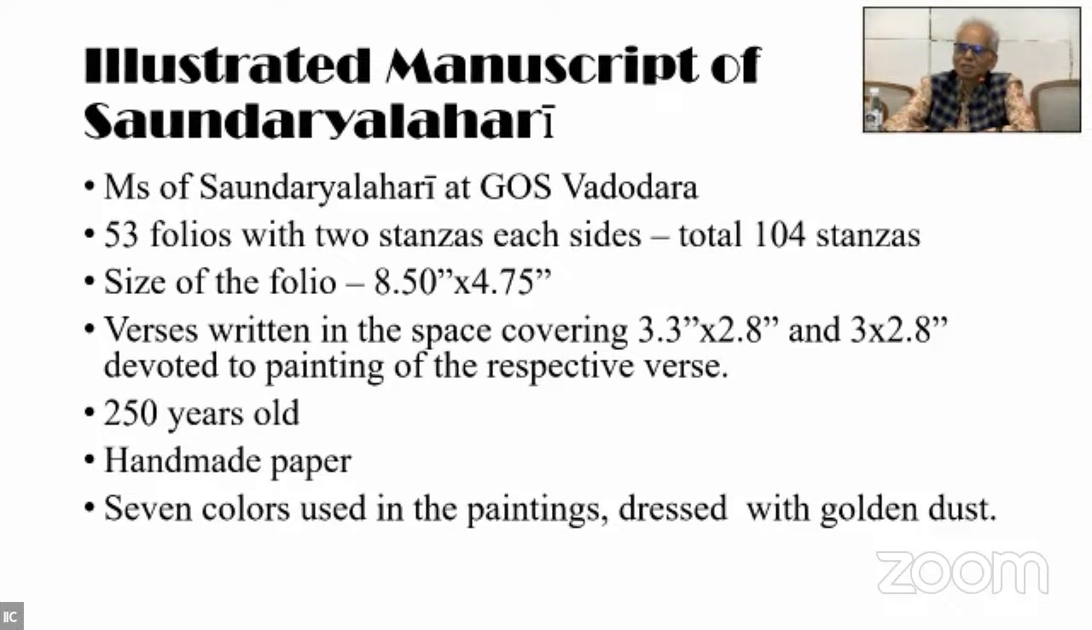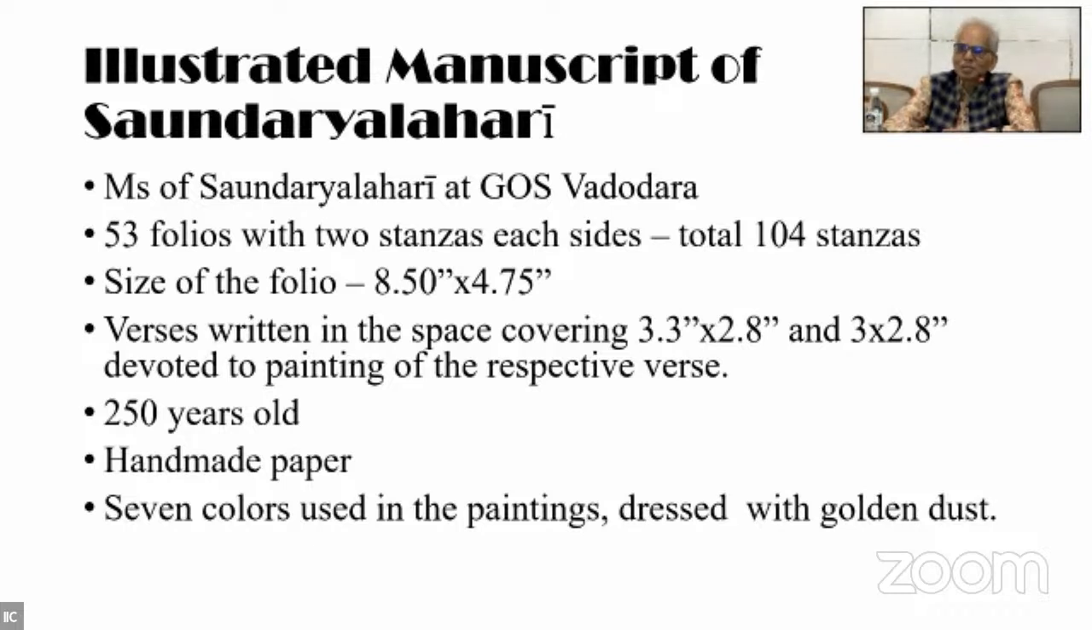I have not seen an edition having more than 104 stanzas. And then the size of each folio is 8.50 inch by 4.75 inches. Verses are written in the space covering 3.3 inches by 2.8 inches, and the remaining space is devoted to painting.